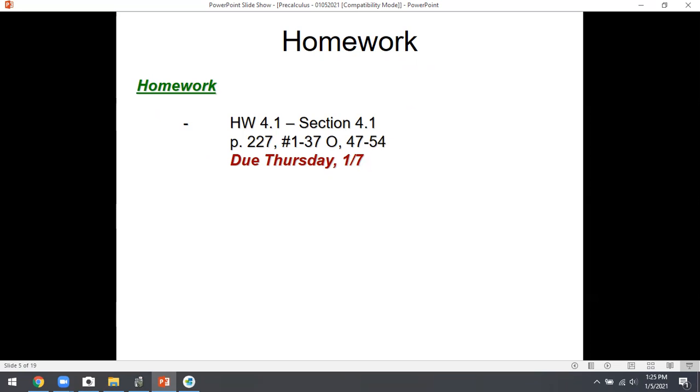1 through 37 odd, and 47 through 54 all. Nothing too bad. A lot of right triangles today.